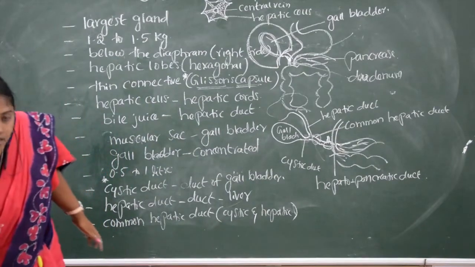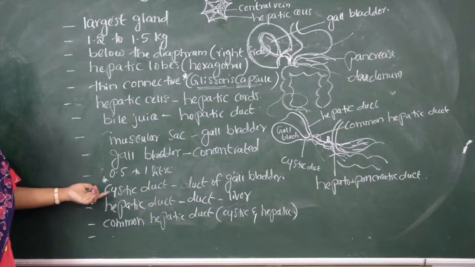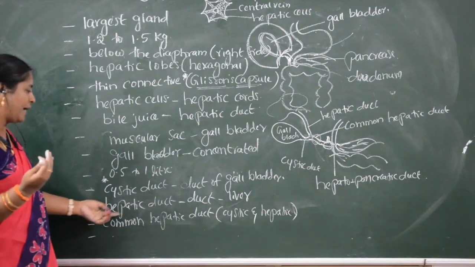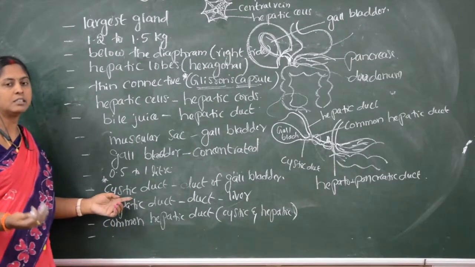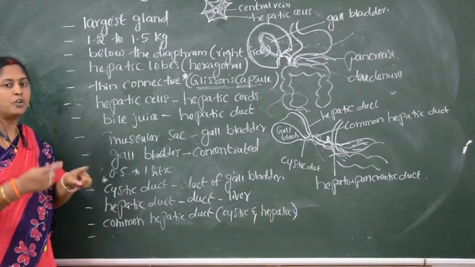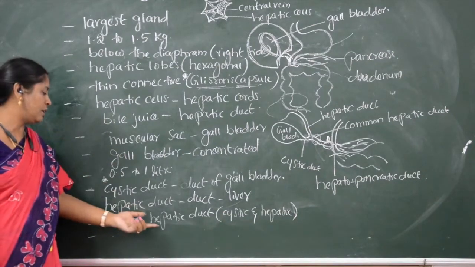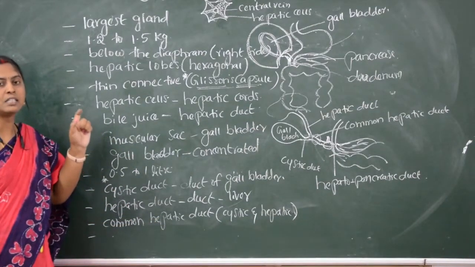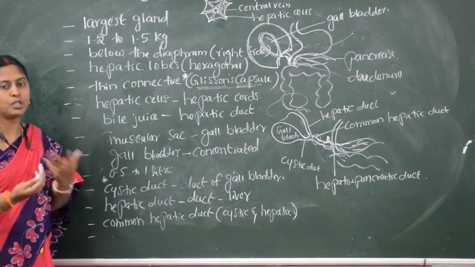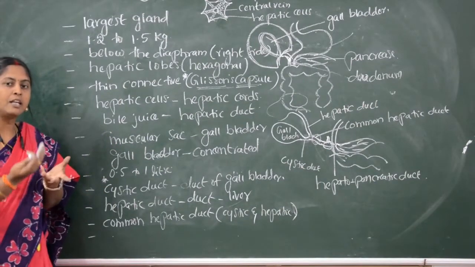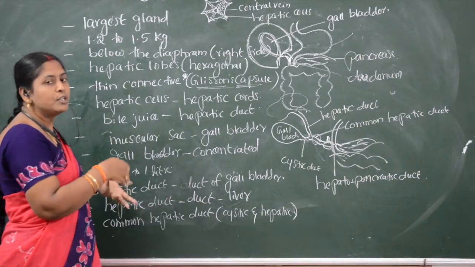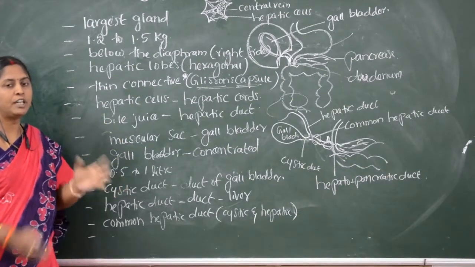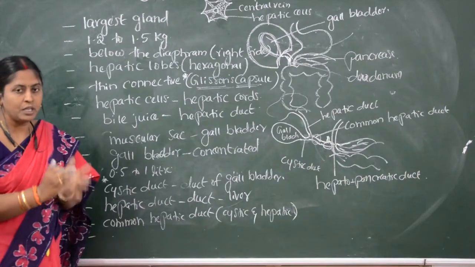Is it clear, children? Once again, the duct which arises from the gallbladder is called the cystic duct. The duct which arises from the liver is called the hepatic duct. Both unite together to form a common duct called the common hepatic duct. The pancreas also gives out pancreatic juice, and that pancreatic juice must also enter into the duodenum. So the pancreatic duct unites with the common hepatic duct and forms a common hepatopancreatic duct.